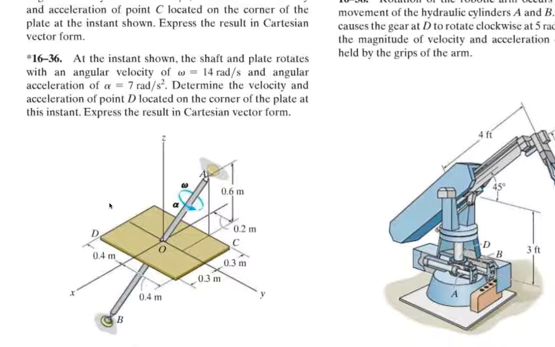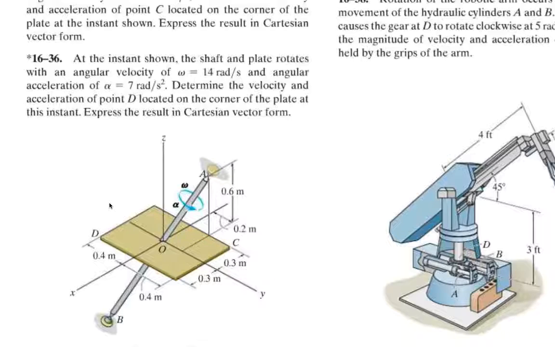So today I'd like to do a problem with a bit more complex geometry. This problem, 16-36, reads: at the instant shown, the shaft and the plate rotate with an angular velocity of omega equals 14 radians per second, and an angular acceleration of alpha equals 7 radians per second squared. It asks you to determine the velocity and acceleration of point D, located on the corner of the plate at this instant, and then it asks you to express the result in Cartesian vector form.